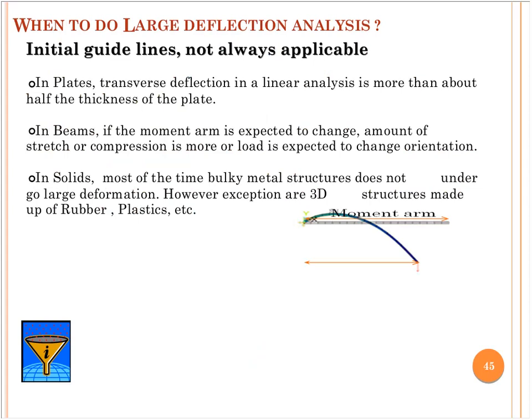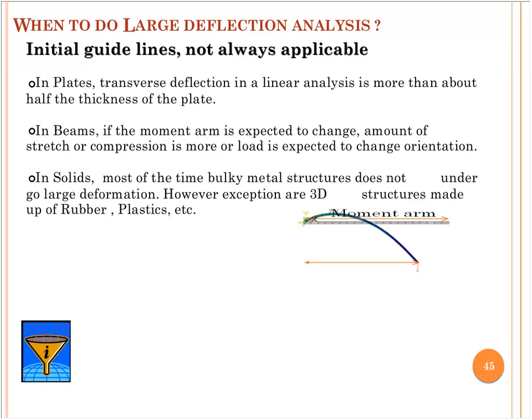Here are a couple of guidelines, but this is not a hard and solid rule that holds under all situations. These are certain initial guidelines. When we are dealing with any plate-like structures, if the lateral deformation is more than half of the thickness, then this is a typical indication that I have to activate my geometric nonlinear calculation. When we are solving a beam element, because of the load, if we expect the moment or the force direction to change, in those places we need to account for the geometric nonlinear calculation.